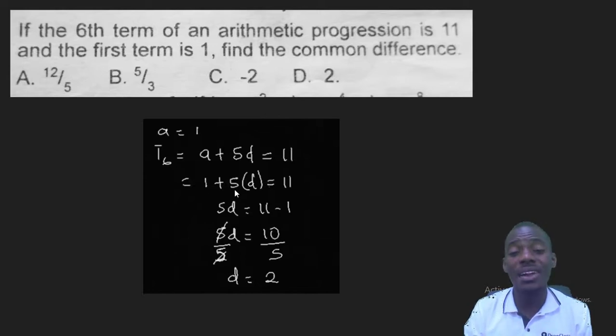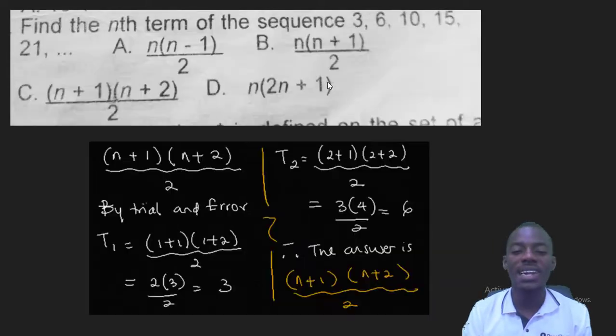This is very simple, just algebra. So the 1 will jump to this side. It will become 5d equals 11 minus 1, which is 10. Dividing both sides by 5, d is 2. So my common difference is just 2. Super easy, right? And that's just it.